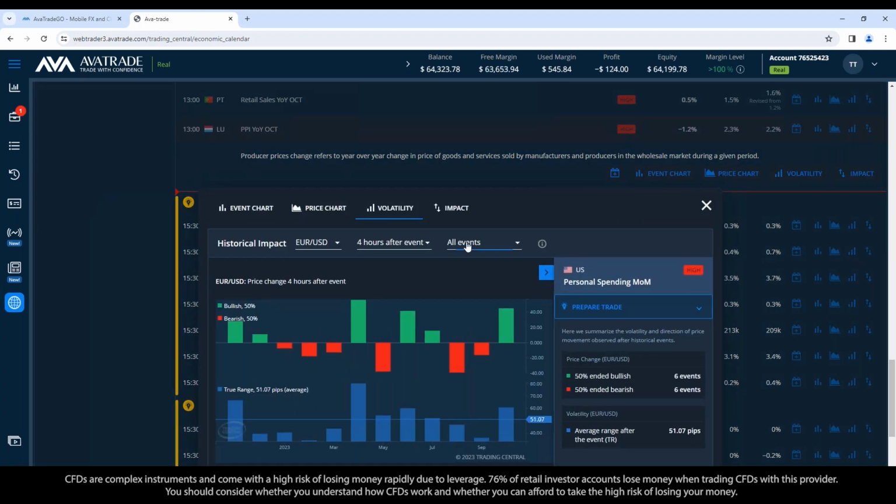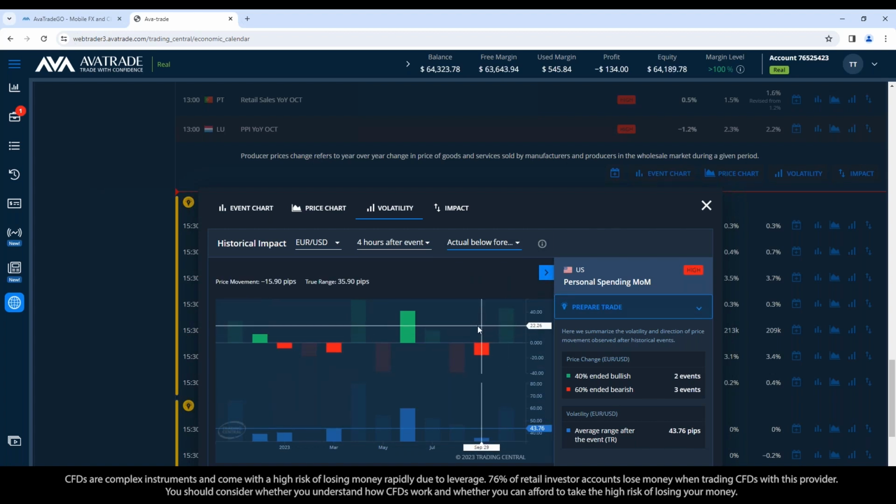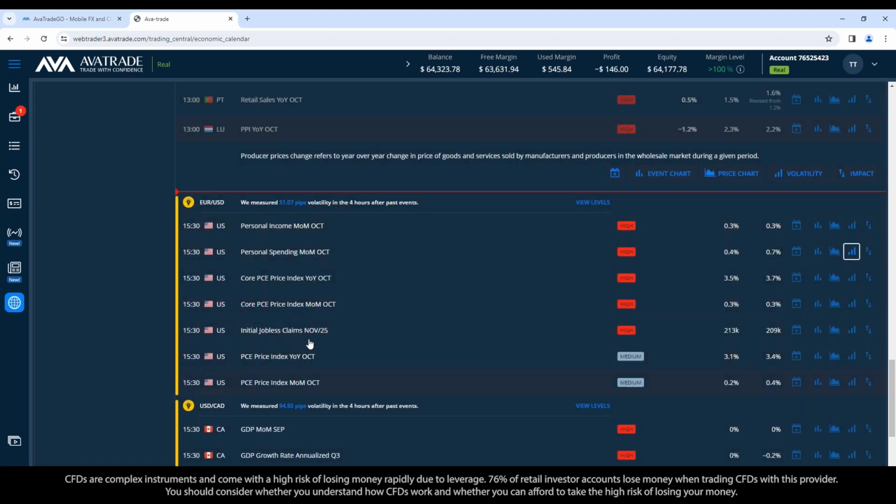Personal spending, if it came in above forecast, it's like 50-50, right? And if it came in below forecast, 60-40, okay, but not as strong as 75% one way or two-thirds one way. This data doesn't seem as strong to make a decision which direction to trade as the jobless claims data has been in the past. Okay, and so you can be selective which numbers, and they're all coming in at the same time here, which ones in the past would have helped you more to decide which way to trade. And based on the two we just looked at, the jobless claims had a stronger indication as to which way the movement would go compared to the personal spending.